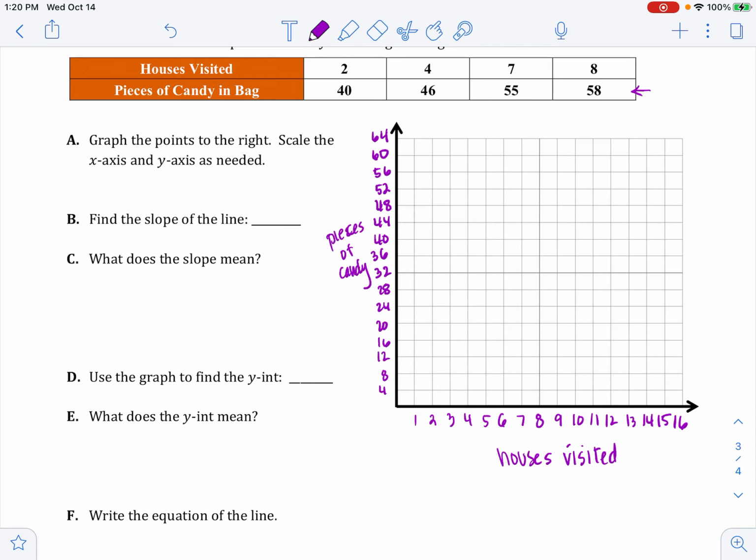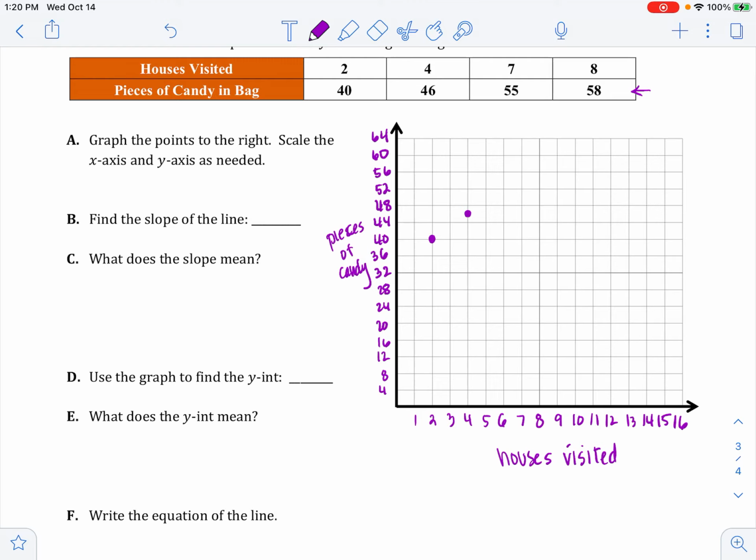All right, now I'm going to plot the points that I know. (2, 40). There we go. (4, 46), which is 4 right there, and 46 is directly in the middle between those two.